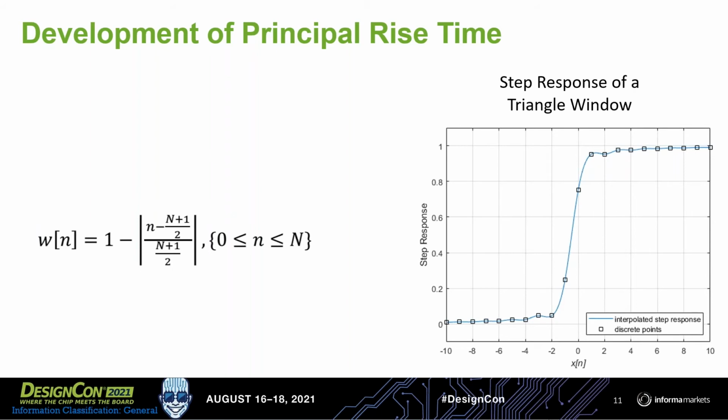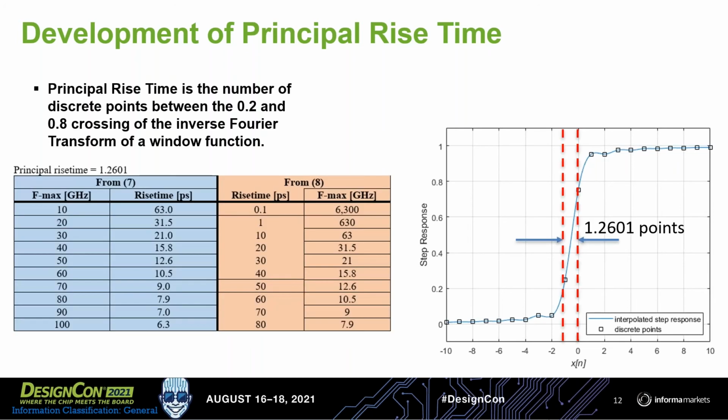So the fractional amount of points between the 20% mark and the 80% mark is how Michael and I are describing principal rise time. So that's shown here. And in the case of a Bartlett window, the principal rise time is 1.2601 points. Then we could do some things with this.